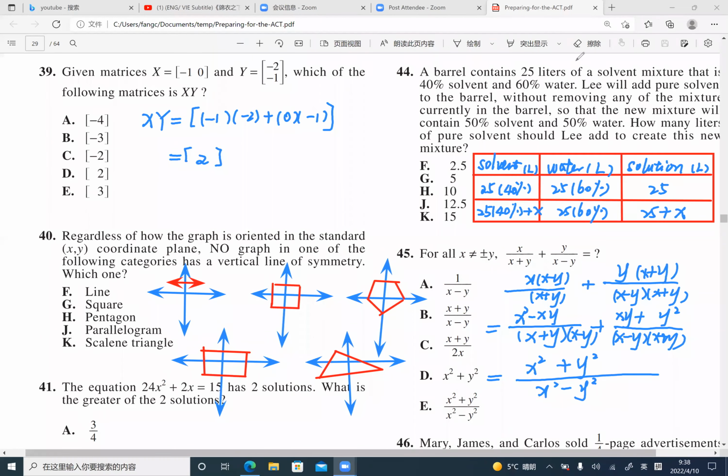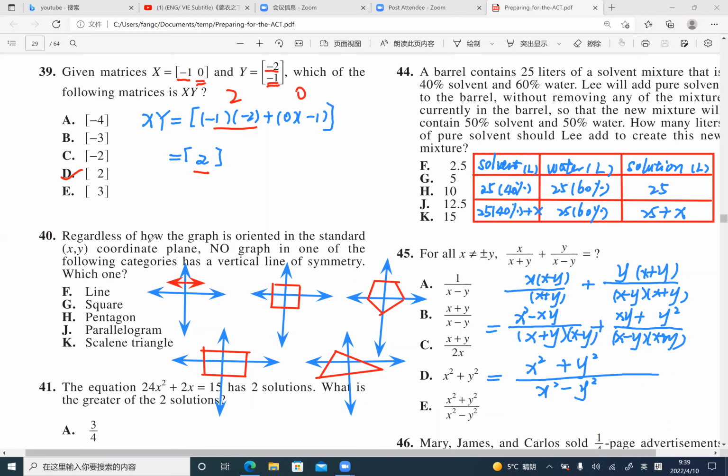Question 39. Given matrices x and y, which of the following matrices is x times y? X times y equals -1 times -2 plus 0 times -1. So we get -1 times -2, which is 2, plus 0 is 2. So we should choose option D.